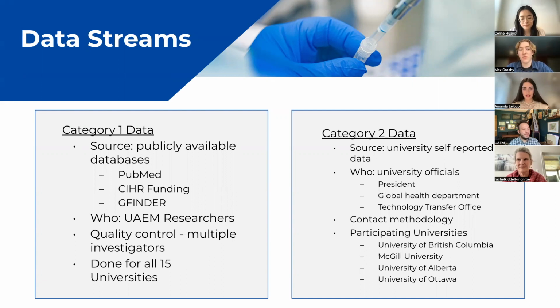These surveys were sent in 3 emails to all contacts at the U15 that we had. For some schools, such as McGill, additional campaigns were conducted in an attempt to get more universities to participate in the report card data collection process. Additionally, UAEM researchers called all of our contacts to ensure university participation in our surveys. In total, we received responses from the University of British Columbia, McGill University, the University of Alberta, and the University of Ottawa.